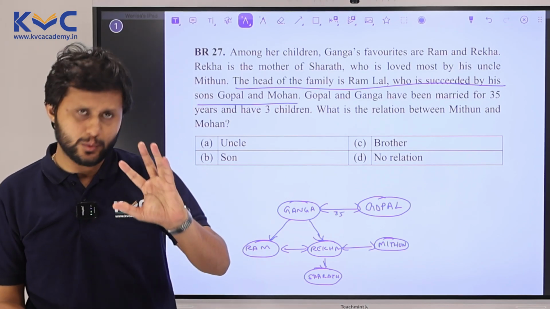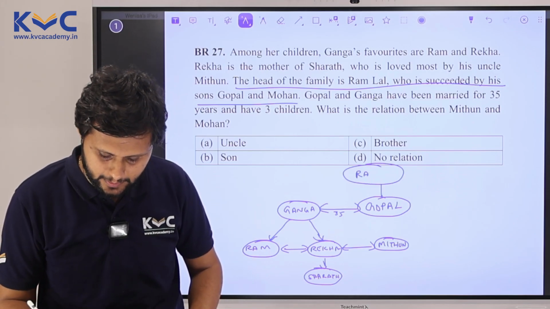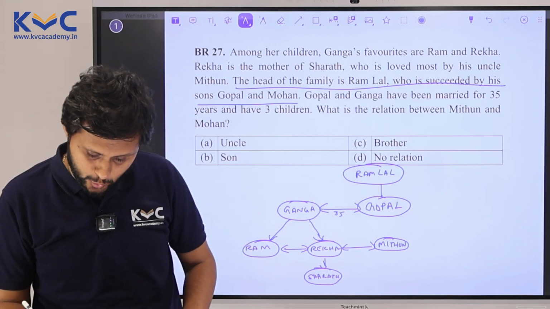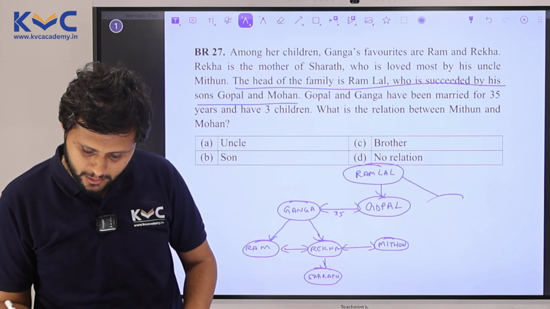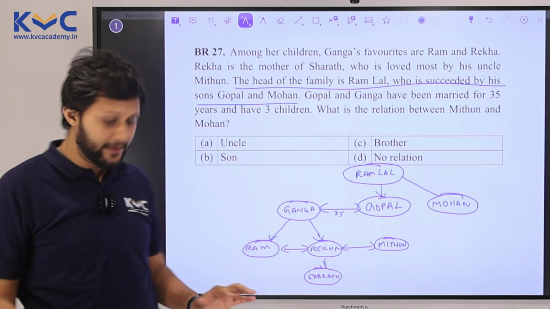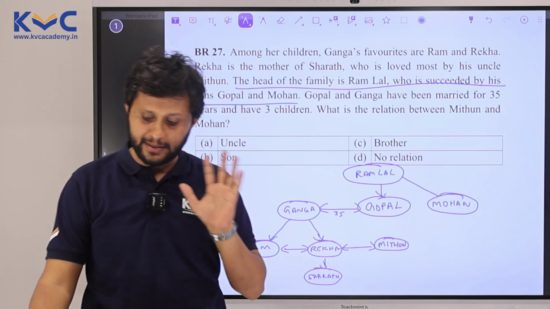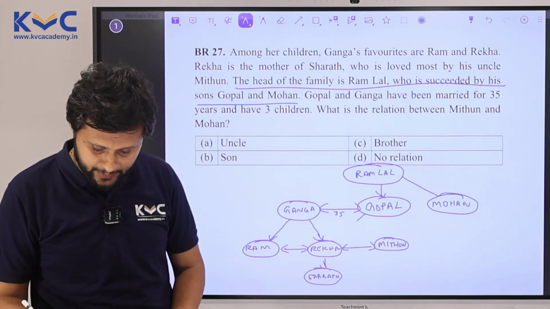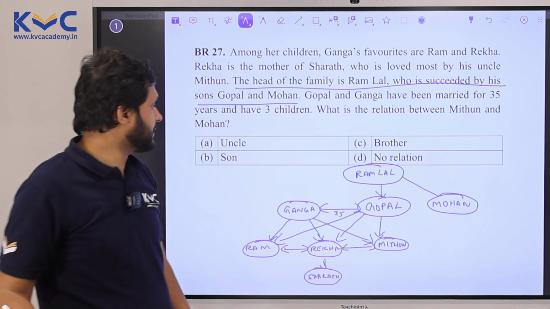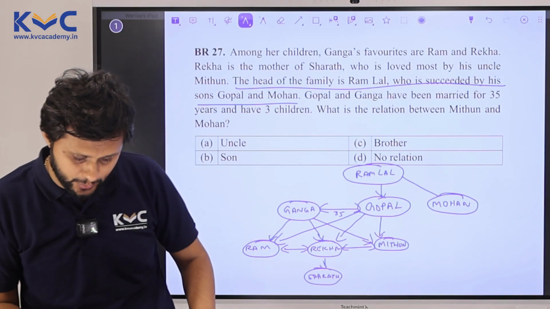Fine. In that case, what we can say is Ramlal is above. Correct? Ramlal, and succeeded by two sons, they said, right? So Gopal is here and also Mohan should be here. Okay, now the tree looks beautiful. Correct? We have connected everything. Further, what are they saying? After saying they are married for 35 years, they have 3 children. So it matches, no? 3 children. All the cross connections I have done. Ganga's 3 children, Gopal's 3 children. They are 3 children in total.